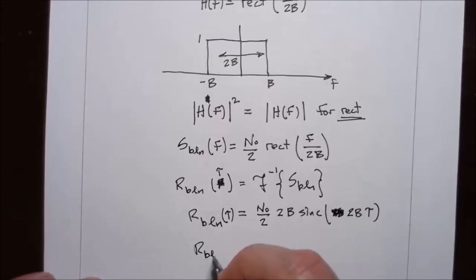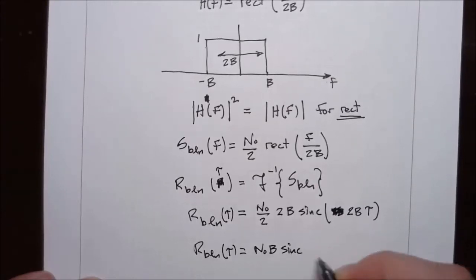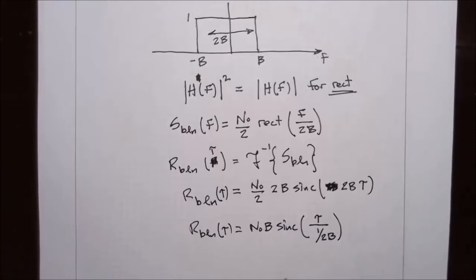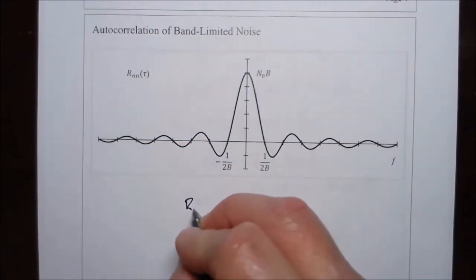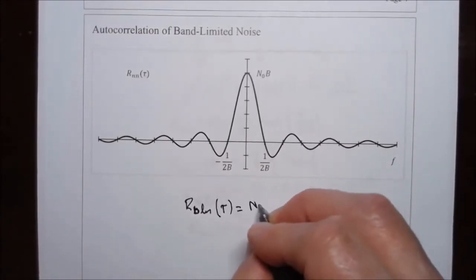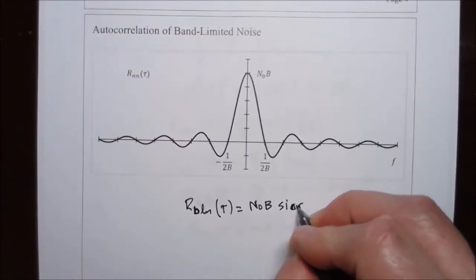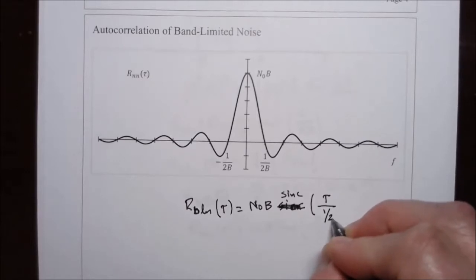And so the autocorrelation, the 2's cancel, it's going to be N naught times B times the sinc, and we can write this as tau divided by 1 over 2B. And this would be the autocorrelation for the band limited noise. And this is what that looks like if we plot this out. This is the autocorrelation of the band limited noise as a function of tau. N naught times B is the value here at its highest point. And then that multiplies the sinc shape, sinc of tau divided by 1 over 2B.